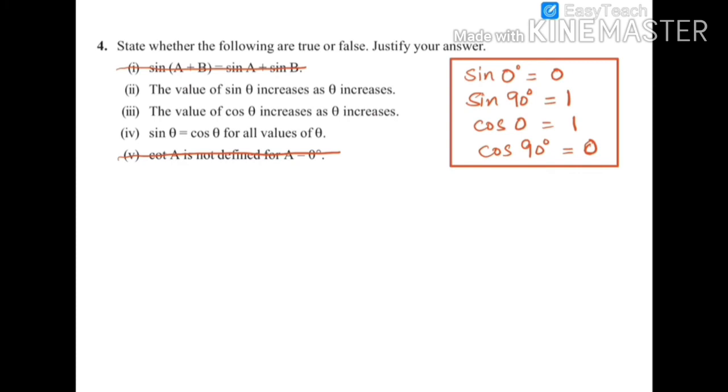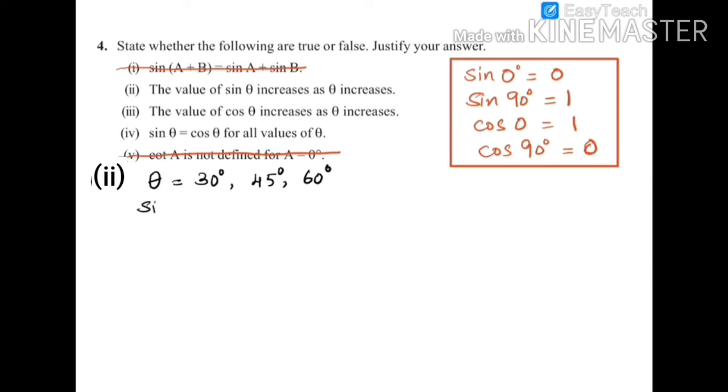So we will start answering from the second part. The value of sine theta increases as theta increases. We know the value for sine theta for three angles, 30 degrees, 45 degrees and 60 degrees. So let's write sine theta for these values and then check whether they are increasing or decreasing.